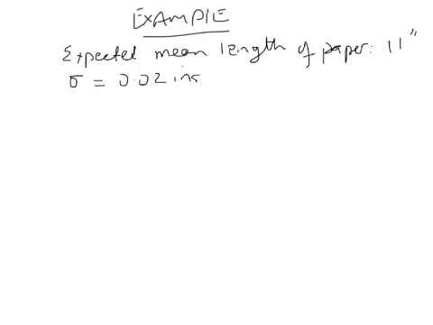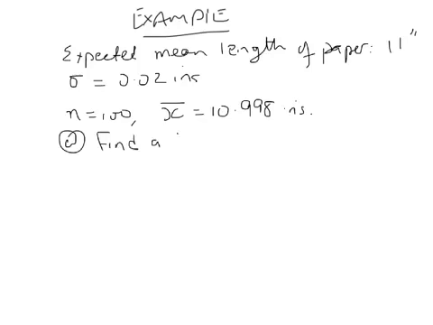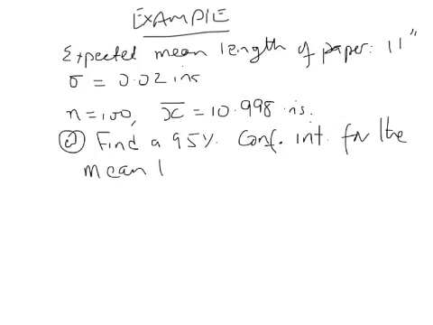We're told that a random sample of 100 sheets, so our sample size is 100, yielded a sample mean of 10.998 inches. We want to find a 95% confidence interval for the mean length of a sheet, mu.